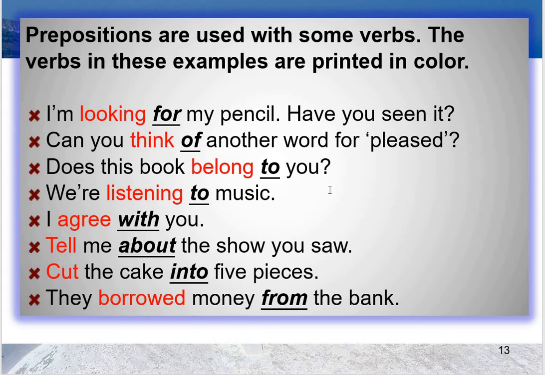Does this book belong to you? We are listening to music. I agree with you. Tell me about the show you saw. Cut the cake into 5 pieces. They borrowed money from the bank. Look here. Red colored examples are referring to verbs, and black, bold, underlined words like for, of, to, with, about, into, from, they are prepositions. Here I'm trying to make you understand that prepositions are used with verbs.